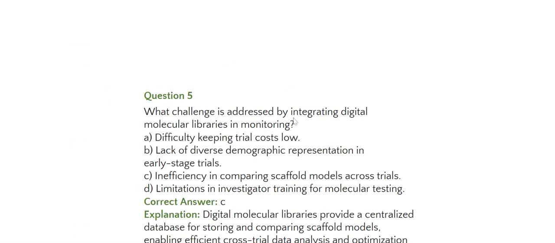Question 5. What challenge is addressed by integrating digital molecular libraries in monitoring? Is it A, difficulty keeping trial costs low? B, lack of diverse demographic representation in early stage trials? C, inefficiency in comparing scaffold models across trials? Or D, limitations in investigator training for molecular testing? It is C, the answer, as digital molecular libraries provide a centralized database for storing and comparing scaffold models, enabling efficient cross-trial data analysis and optimization of SAR studies.